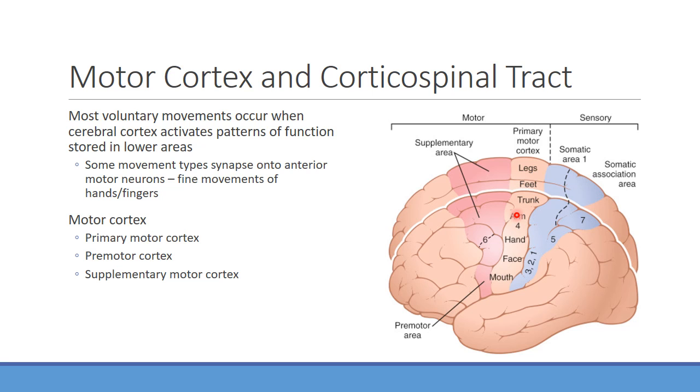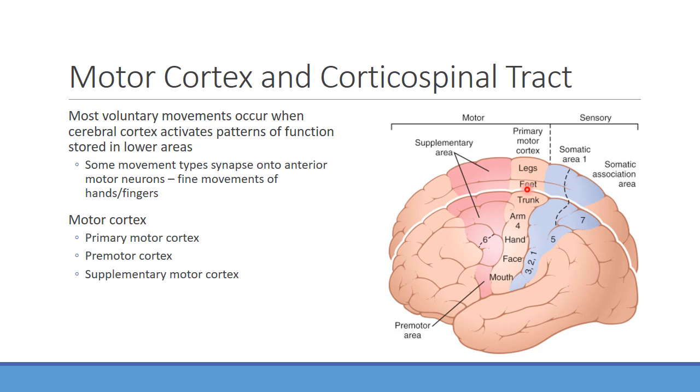Okay, so we're going to see how we can integrate all of these together to help us with conscious control of movement. Most of our voluntary movements are going to occur within the cerebral cortex as it activates different patterns of function stored in lower areas. If I were to stimulate a single neuron in the primary motor cortex, does it stimulate one single muscle? Not always, not commonly, in fact. Normally it will cause stimulation of several muscles, usually coordinated for one type of movement versus the other.